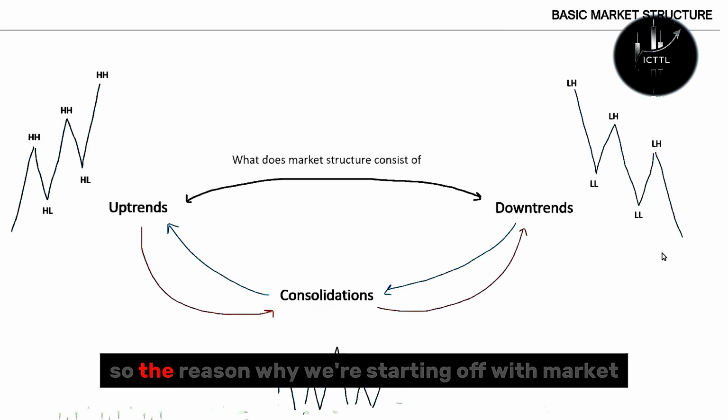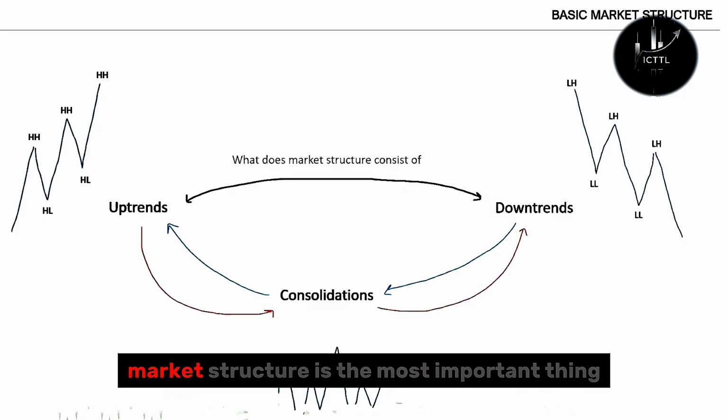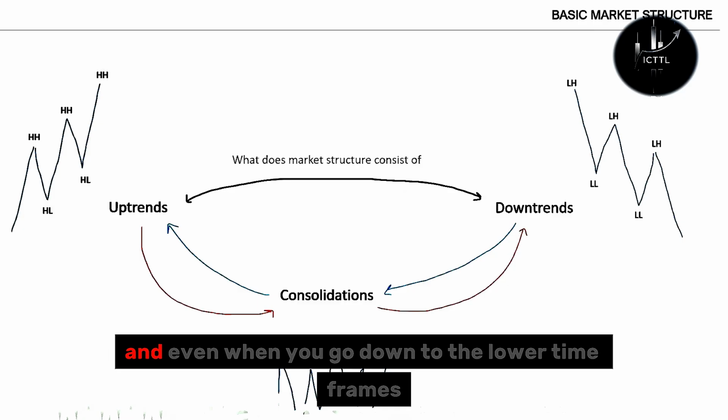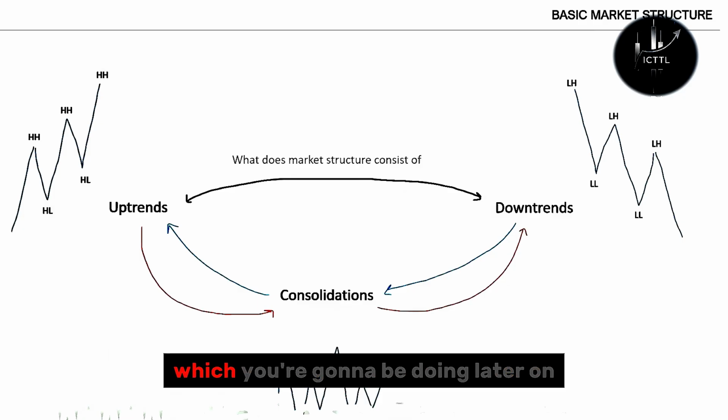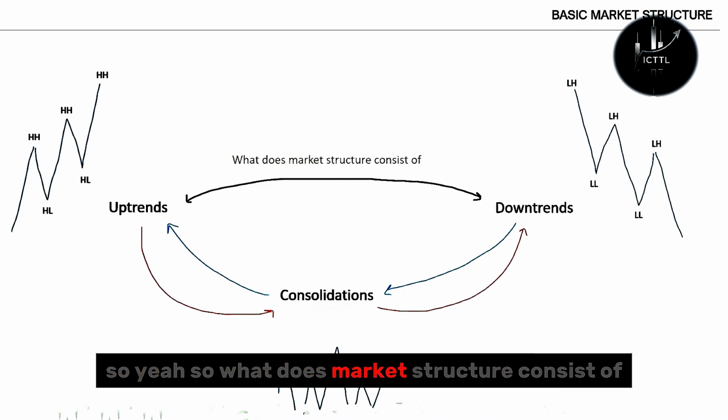The reason why we're starting off with market structure is because it is the key concept in smart money concepts, and even in trading in general, whether you're doing retail trading, or any other style of trading. Market structure is the most important thing, and even when you go down to the lower time frames, which we're going to be doing later on, you're going to realize that this is king over everything else. So what does market structure consist of?